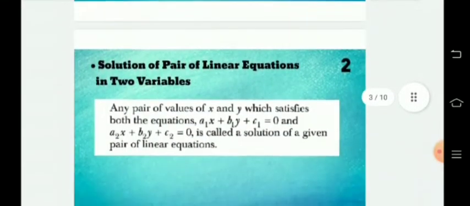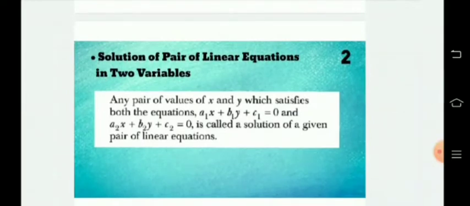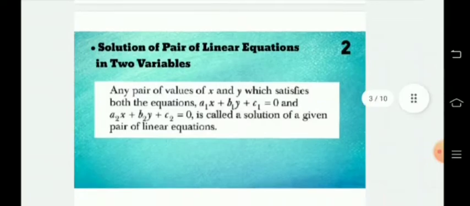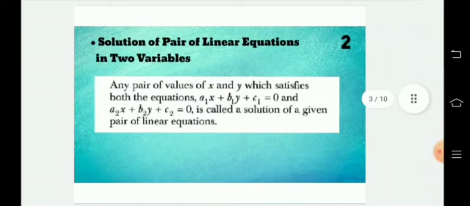Also, the solution of a pair of linear equations in two variables. How are the solutions of linear equations, मतलब linear equation को solution चाहिँ कस्तो हुन्छ? Any pair of values of x and y which satisfy both the equations. कुनै पनि variables x and y जसले चाहिँ both the equations satisfy गर्छ. a1x plus b1y plus c1 is equal to 0 and a2x plus b2y plus c2 is equal to 0 is called a solution of a given pair of linear equations. कुनै पनि x र y को भ्यालु जो चाहिँ यो दुईटा इक्वेसनलाई satisfy गर्छ त्यसलाई नै चाहिँ solution of a given pair of linear equations भनिन्छ.